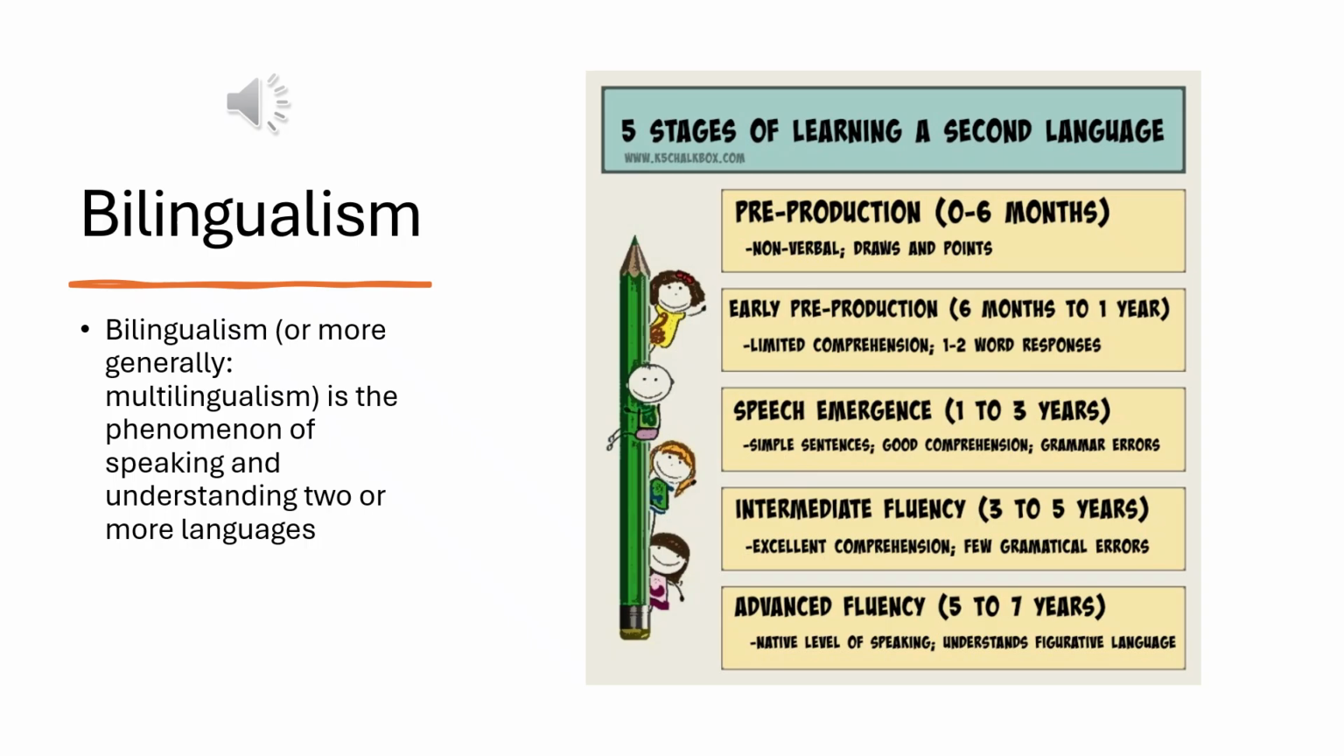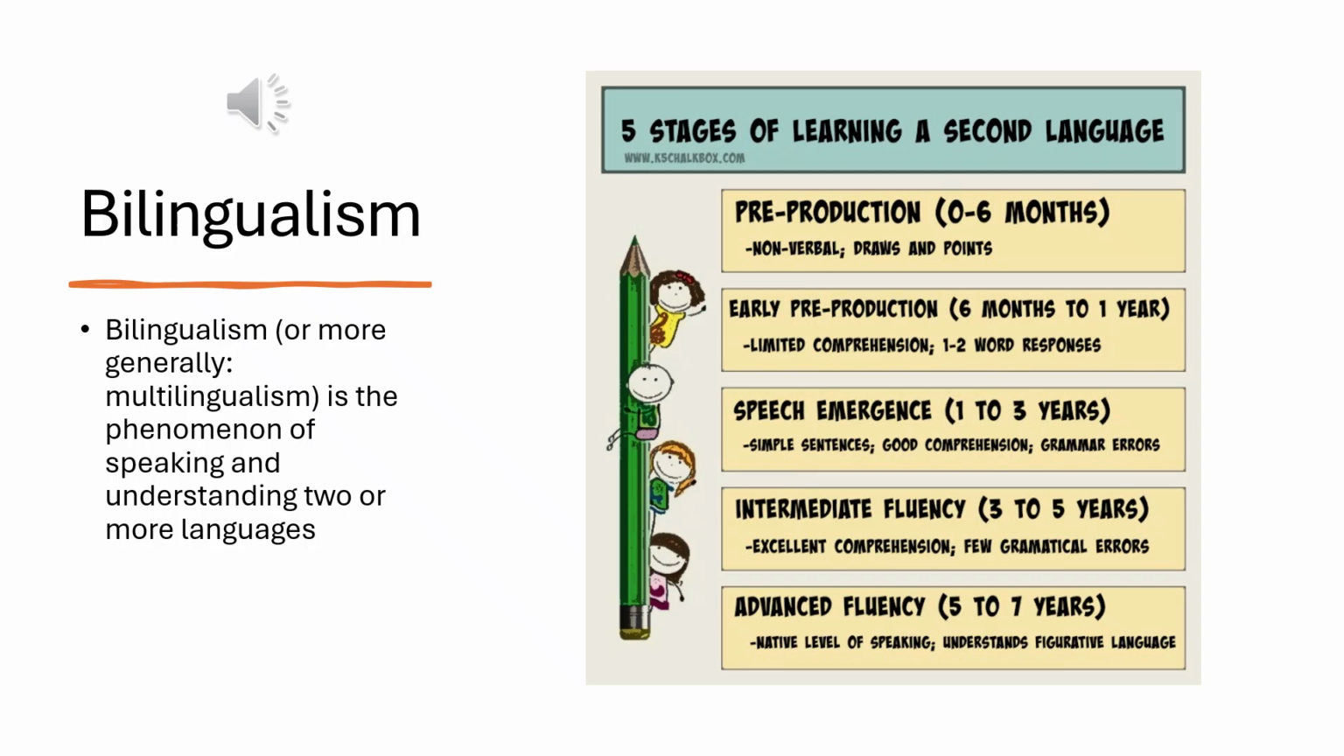So for a good 6 months, we may see children who are learning their second language be kind of nonverbal, doing a lot of drawing and pointing because they're just not quite ready. And then it may take another 6 months or so for them to have a limited understanding of what's being said to them and maybe be able to produce a couple words here and there.